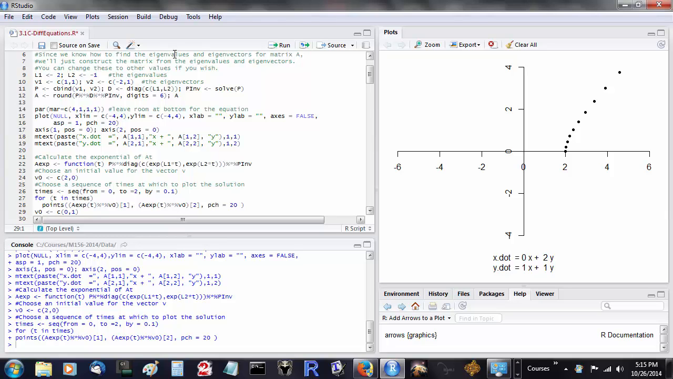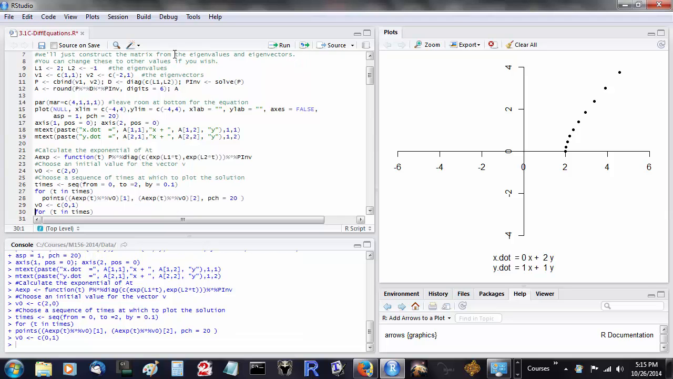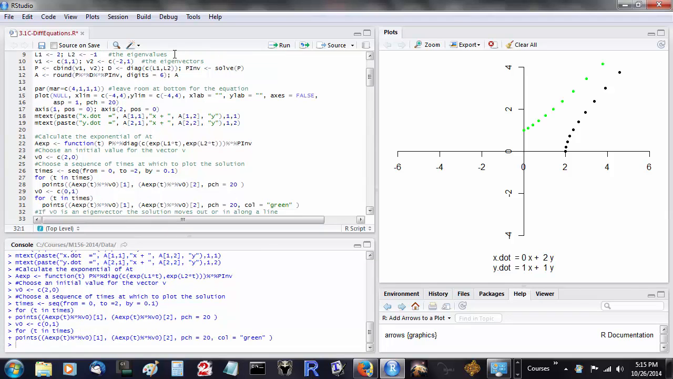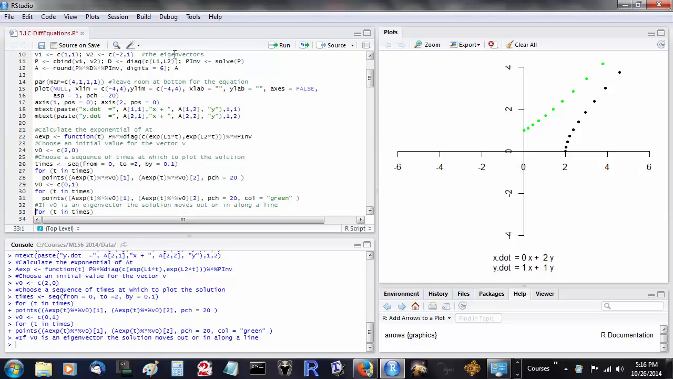If I start with a different initial vector, say x equals 0, y equals 1, and plot the points, I've done that in green. They seem to be heading off in the same general direction. And now it's easy to see why that's so. Because if I had chosen as my v0 one of the eigenvectors, the effect of the matrix would have been just to multiply that eigenvector by some function of time, and the solution points would move out along a line or in along a line.